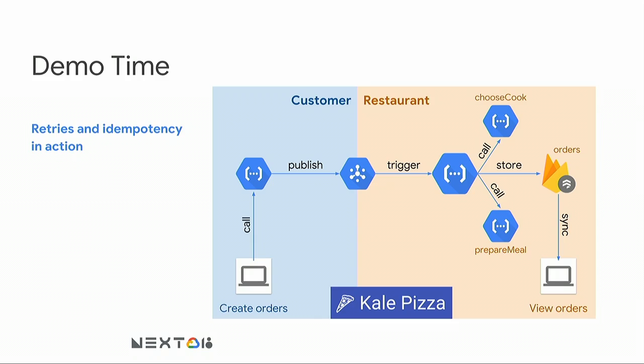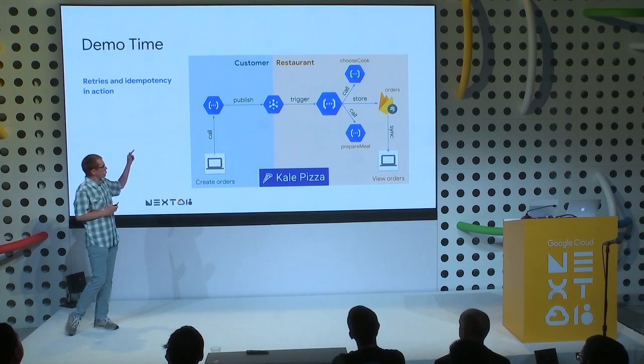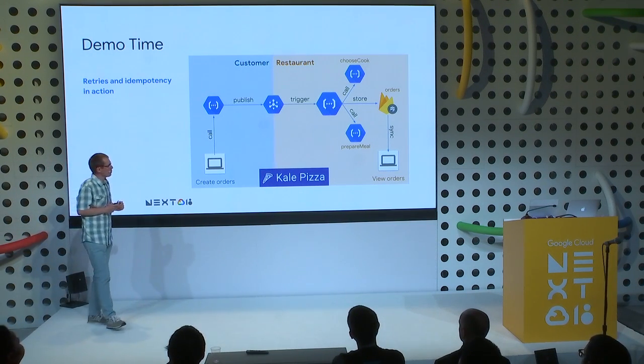All right, so to see retries and idempotency in action, I will demonstrate a sample order processing system for my fake restaurant called Kale Pizza. How does it look? Going from the left side of the diagram, there is a website through which customers can create orders. The website invokes one Cloud function, which publishes a message to a Cloud Pub/Sub topic.